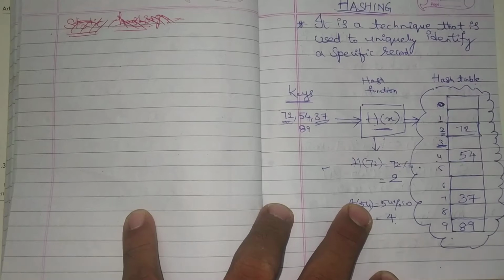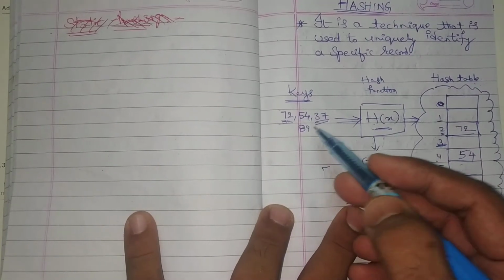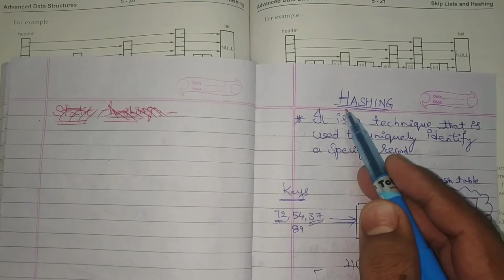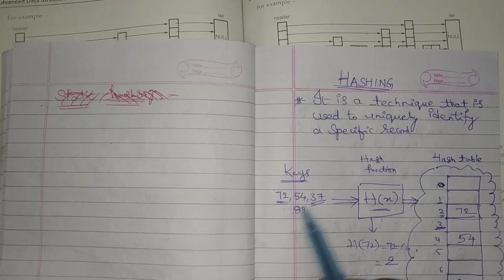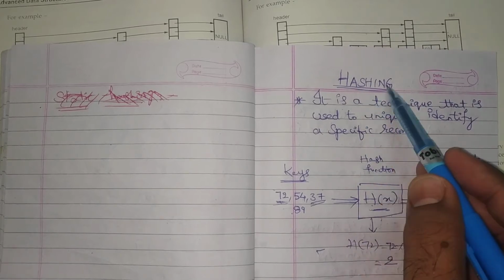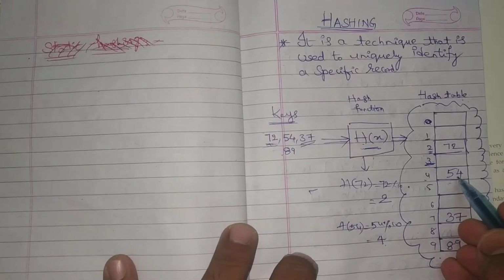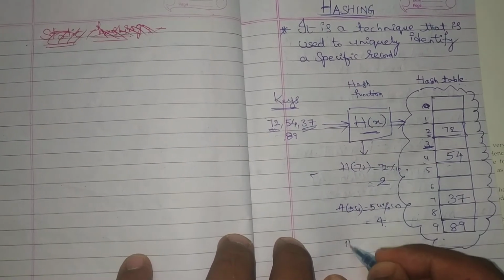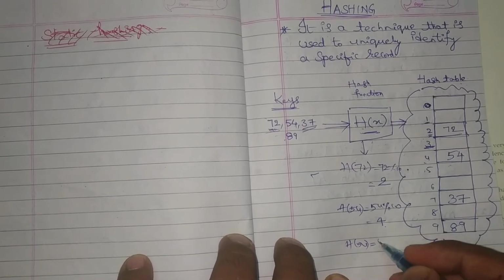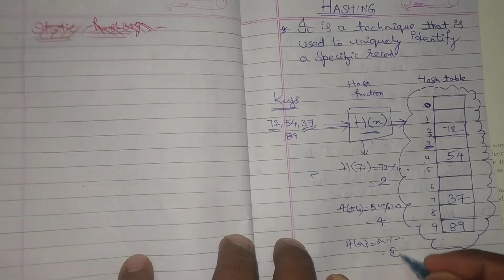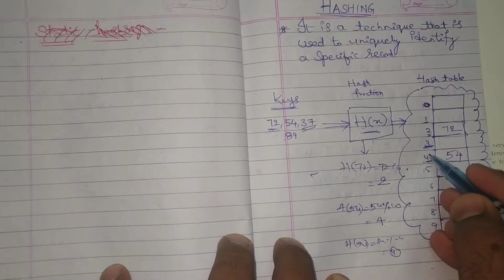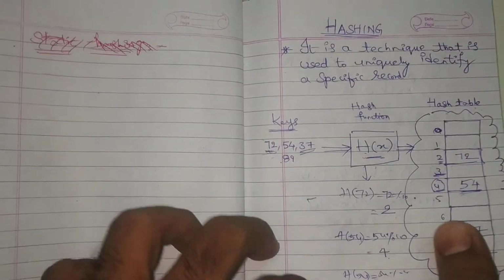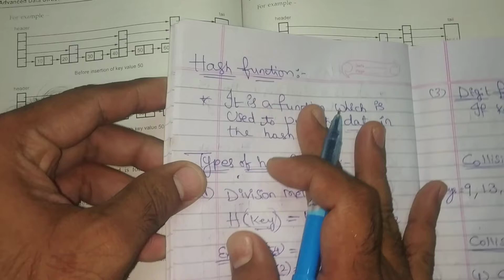So the way of storing your records or keys into the corresponding table is called the hashing mechanism. What is hashing? Mapping of keys into the hash table is called hashing. So suppose I want to retrieve 54, immediately apply the hash function. On 54 apply the hash function, 54 modulus 10, 4. Immediately, quickly, uniquely we can identify the corresponding location. So that's why we are using hash tables.